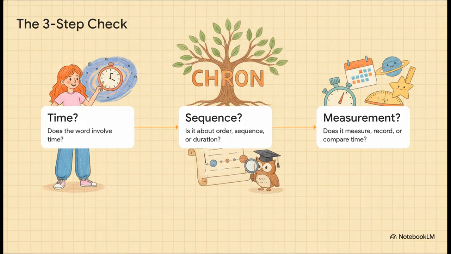Step 1, ask, does the word involve time? Step 2, is it about order, sequence, or duration? Step 3, does it measure, record, or compare time? If you answer yes to these, there is a very high probability that chron is hiding inside that tricky word, and you instantly know how to spell that portion of it.